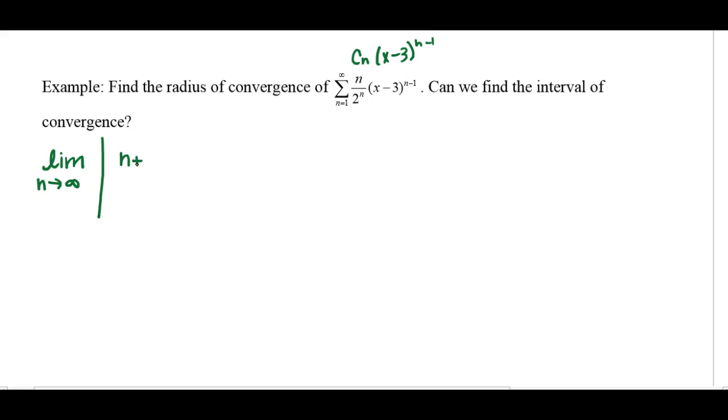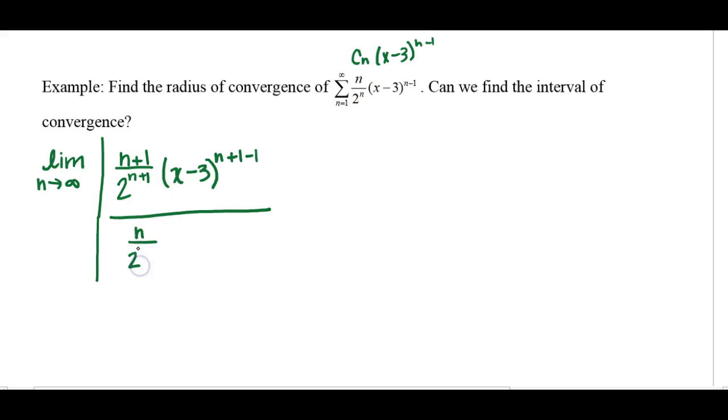So (n plus 1) over 2 to the n plus 1 times (x minus 3) to the n plus 1 minus 1. So this whole thing is a sub n plus 1. So all over a sub n. So n over 2 to the n times (x minus 3) to the n minus 1.